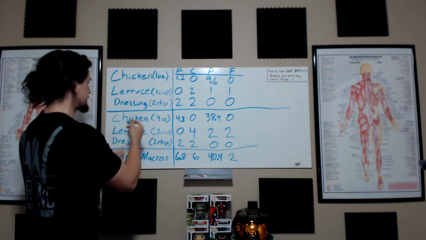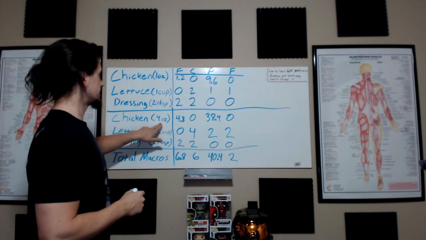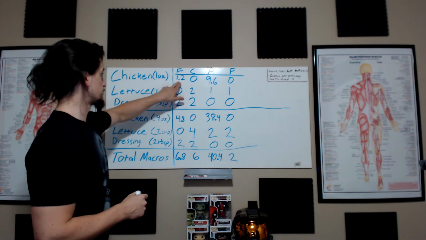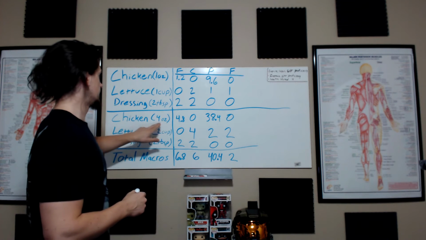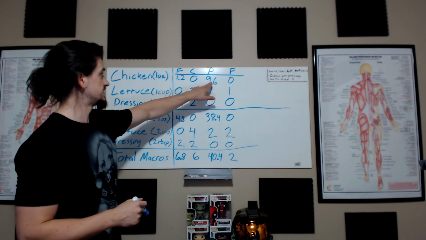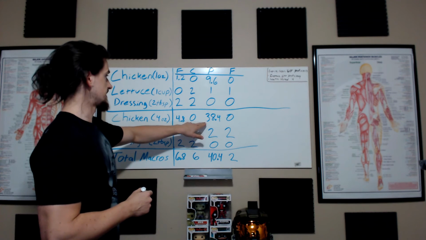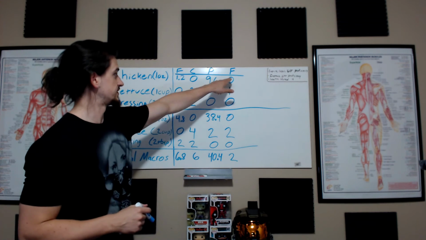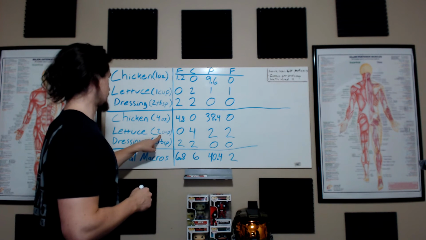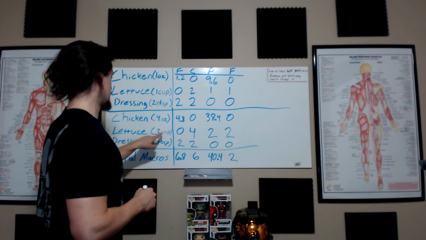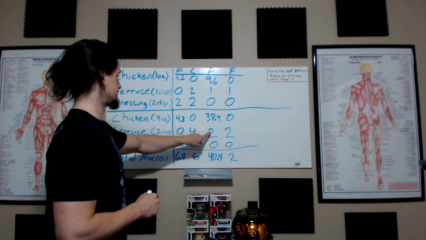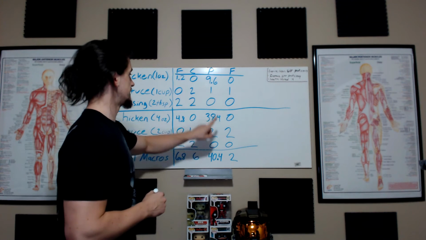So right here, again, we have 4 ounces of chicken, which is 4 servings. So 4 times 1.2 is 4.8. 4 times 0 is 0. 4 times 9.6 is 38.4. 4 times 0, 0. Same thing with the lettuce, so we have 2 servings. Times 0 is 0. 2 times 2 is 4. 2 times 1 is 2. 2 times 1 is 2.